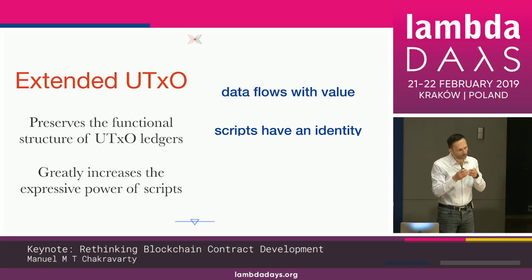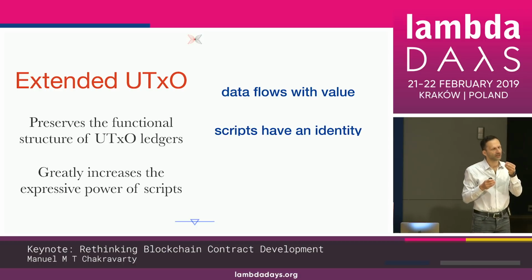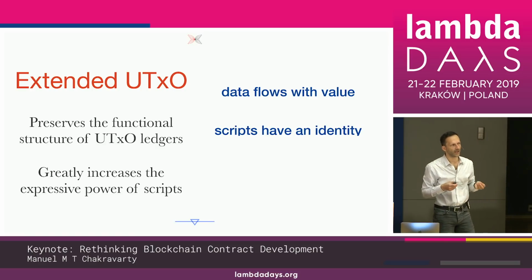And also, by separating the scripts from the data in the outputs, we get a form of identity, because these scripts are always hashed. They're represented by their cryptographic hash, which, well, is unique. That's the whole point about the cryptographic hash. And so it gives us an identity for these scripts, which is the other thing that the account-based model provides.